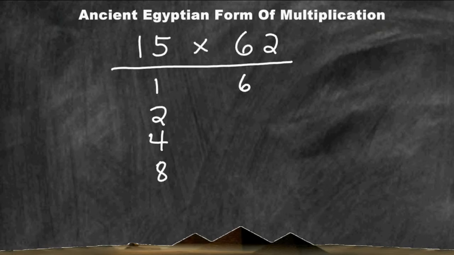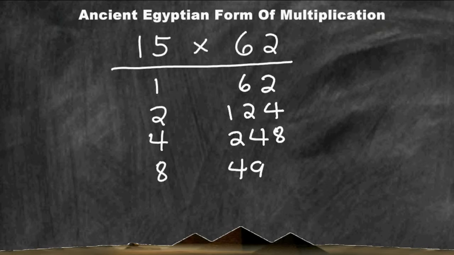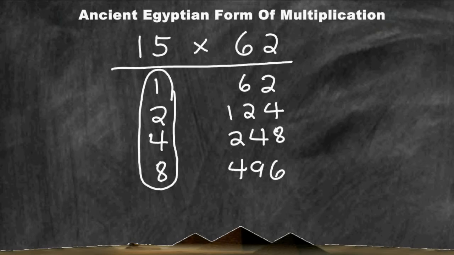In the second column, we rewrite the number 62. 62 doubled is 124, 124 doubled is 248, and 248 doubled is 496. Next, we go back to the first column and figure out what combination of numbers will add up to the number 15. In this case, all 4 numbers add up to the number 15. Therefore, we must add up all of the numbers directly to the right of all 4 of those numbers.